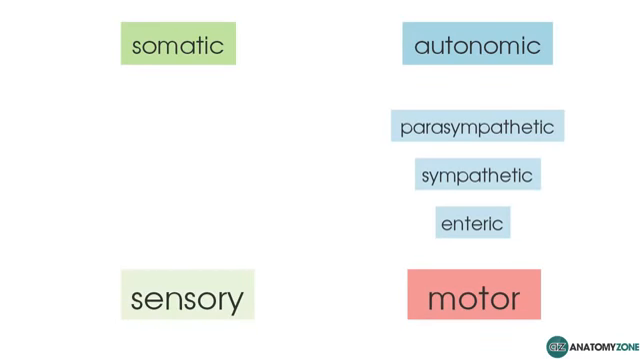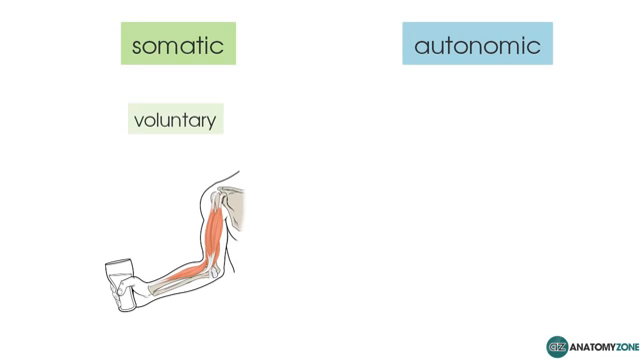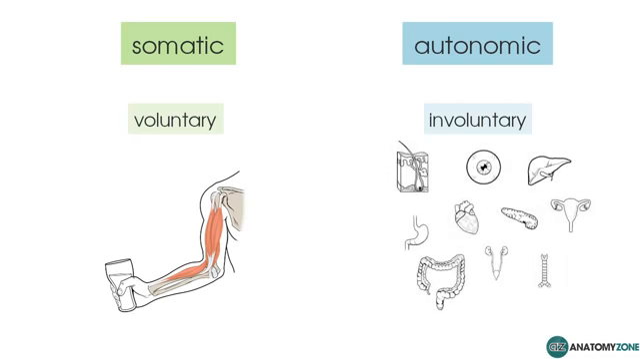The somatic nervous system is responsible for conscious perception and voluntary motor responses. So it's responsible for contraction of skeletal muscle. The autonomic nervous system, on the other hand, is responsible for the involuntary control of the body. So it's involved in maintaining our internal environment and maintaining homeostasis. It regulates that internal environment and keeps everything under control.